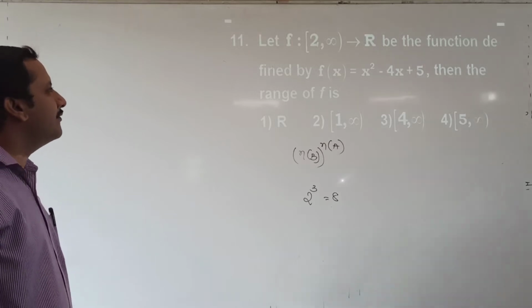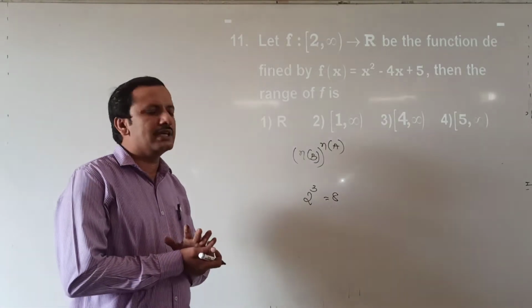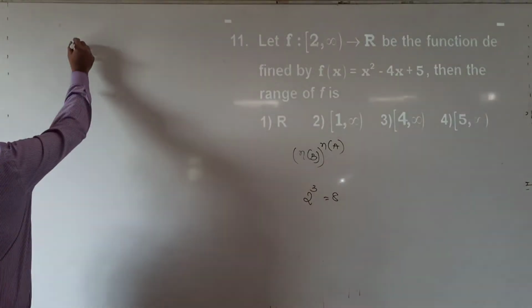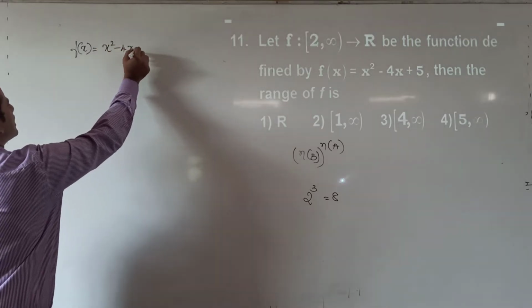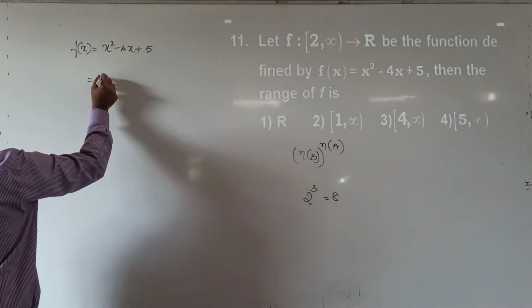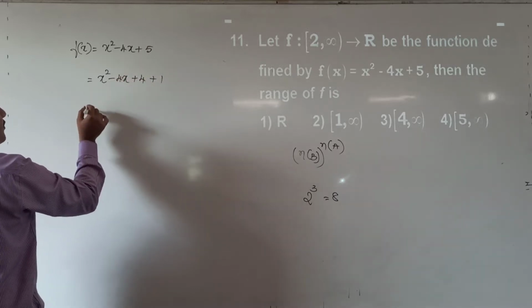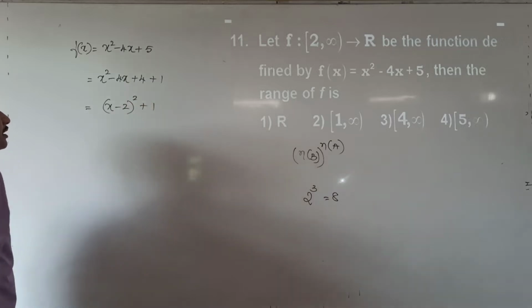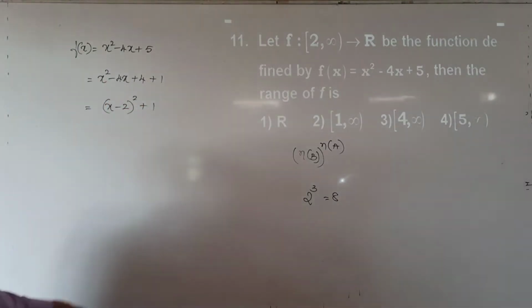11th question. Let f from [2, infinity) to R be the function defined by f(x) equal to x square minus 4x plus 5. Then the range of f is? We have to find its range. So x square minus 4x plus 4 plus 1. I can write this as (x minus 2) whole square plus 1.